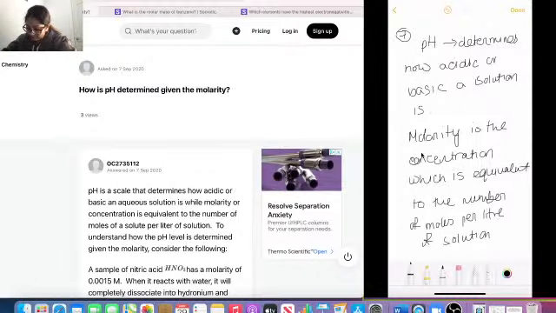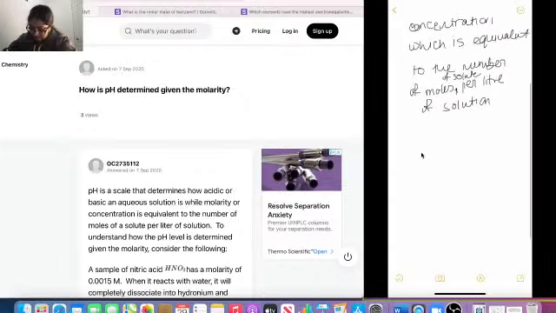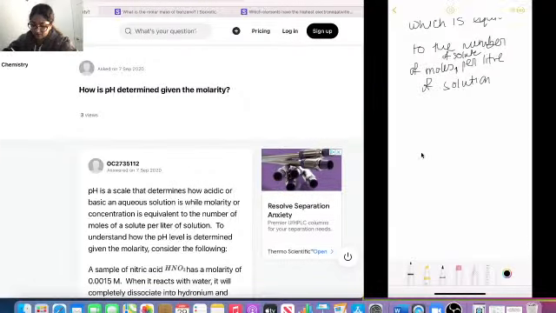Okay, moles of solute per solution. Okay, so basically it's the ratio between the moles of the solute by the volume of the solution. Okay, and so basically the units for molarity, as you can probably guess by now, is moles per liter. Okay, which is also called concentration, basically.